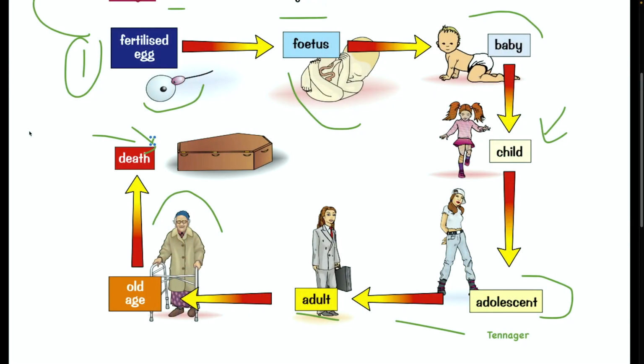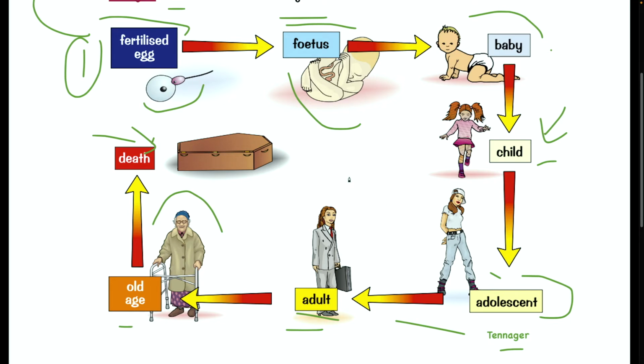Então vamos repetir com o teacher, tá bom? Vamos lá. Então, number 1, fertilized egg, fetus, baby, child, adolescent or teenager if you want, adult, and old age. Okay, so these are the options that we have.